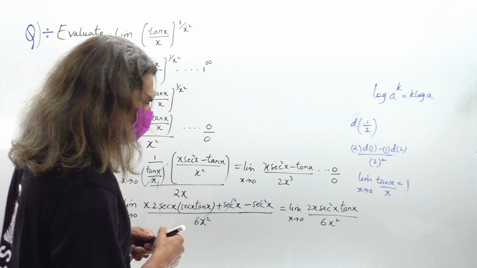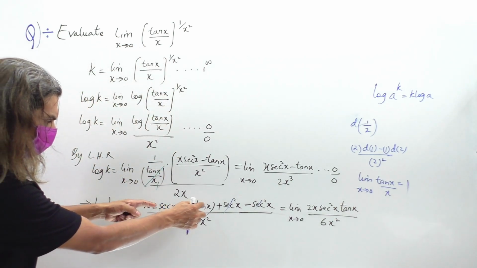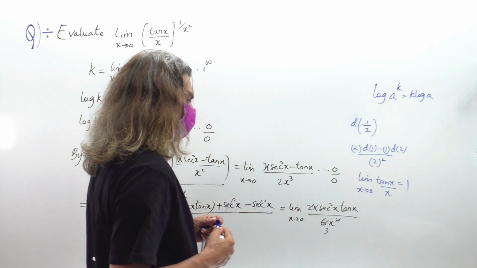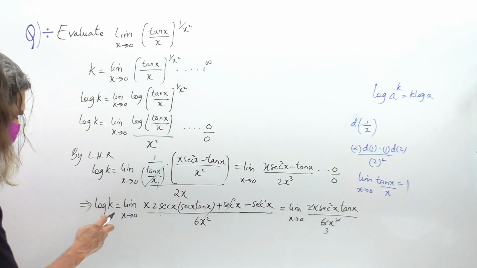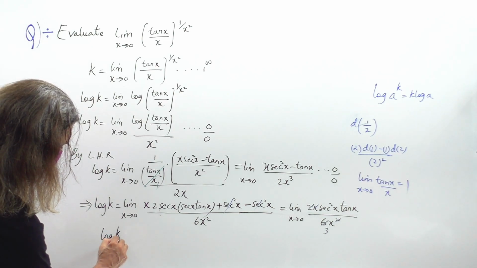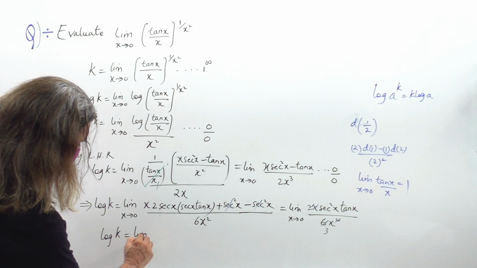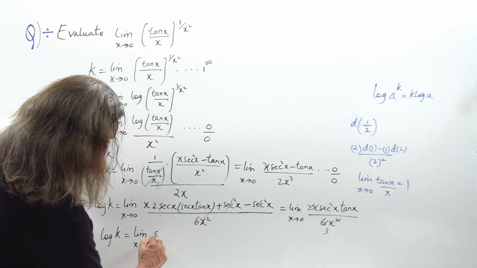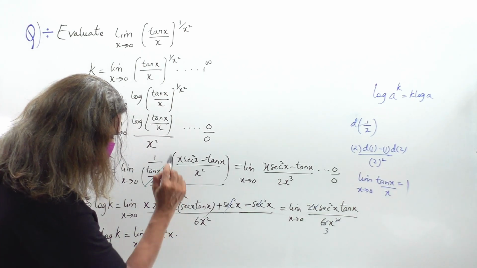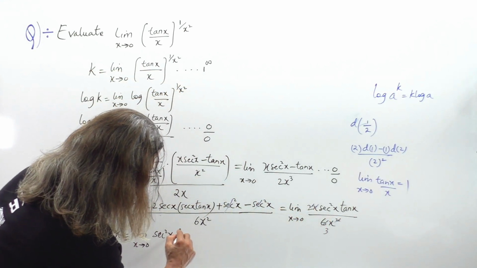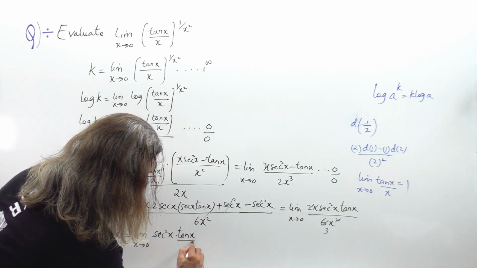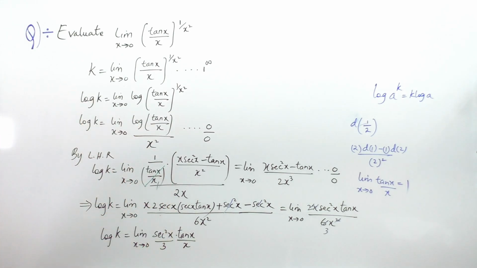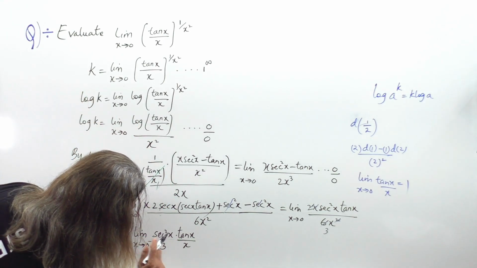Which things cancel? Tell me. See, first 2x into secant square x tan x upon 6x square. Now x and x cancel, 2 ones are 2, 3s are 6. Right? So what will I write this as now? Log of k equals limit as x tending to 0 of secant square x into, see x cancels, so this will be tan x divided by x, and 2 and 6 give 1 upon 3.